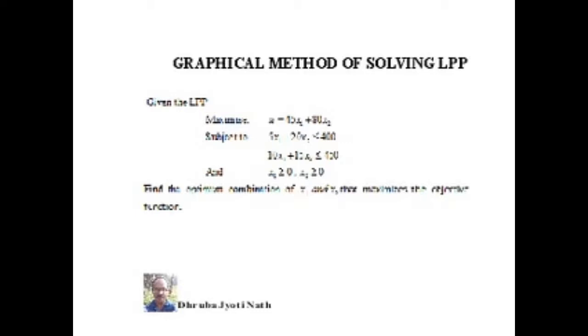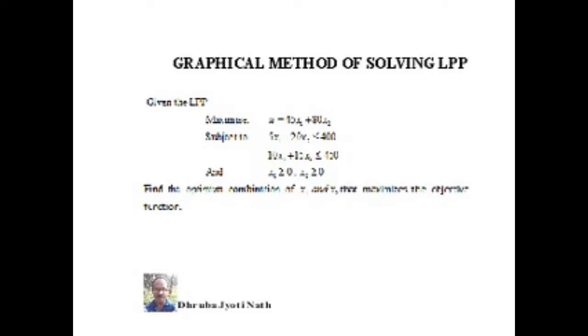The objective function here is to maximize pi is equal to 45x1 plus 80x2, subject to the first constraint function 5x1 plus 20x2 less than or equal to 400, and the second constraint function 10x1 plus 15x2 less than or equal to 450. Here the non-negativity restrictions are x1 and x2 both greater than or equal to 0. Our problem is to find out the value of x1 and x2 that maximizes the objective function pi.